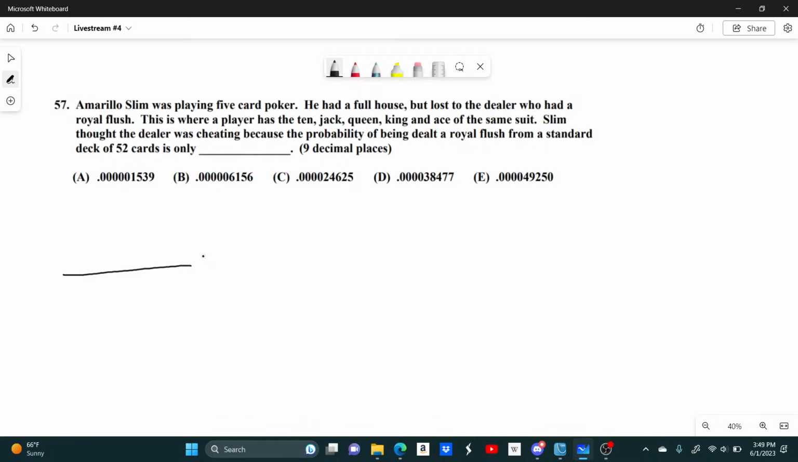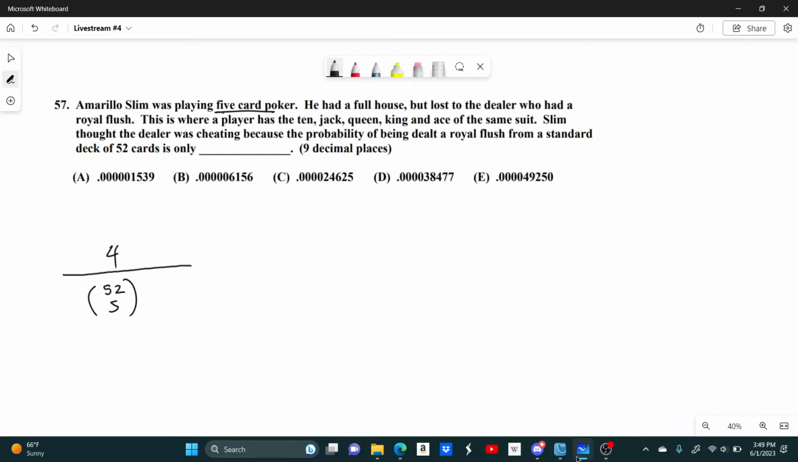The hearts only have 1 10, 1 Jack, 1 Queen, 1 King, 1 Ace, right? So there's only a total of 4 royal flushes that are even possible, one for each suit. But how many different hands can you be dealt? There's 52 cards in a deck, and it's 5-card poker, so you're dealt 5 hands. I'm sorry, 5 cards. And so on the bottom, the total number of possible outcomes would be 52 choose 5.